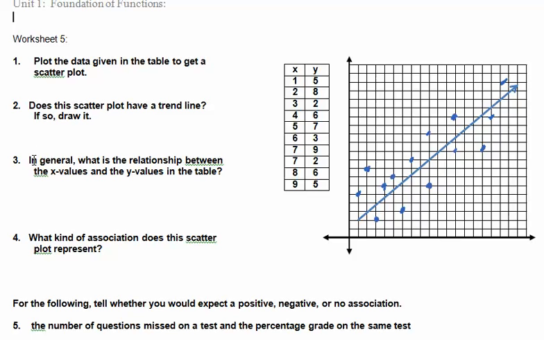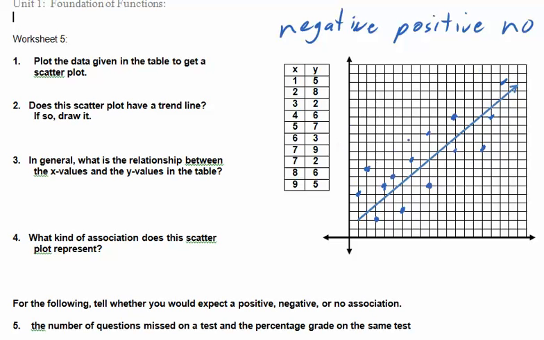And what kind of association does this scatter plot represent? Our choices are negative, positive, or no. If they're both going up, that's positive. It's going in an upward direction, that's positive. Negative would be this way. If x is low, then y is high and they're going down, that would be negative. And then no association would be, you can't really see any pattern at all.